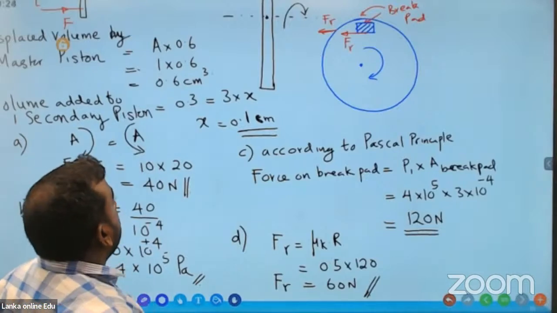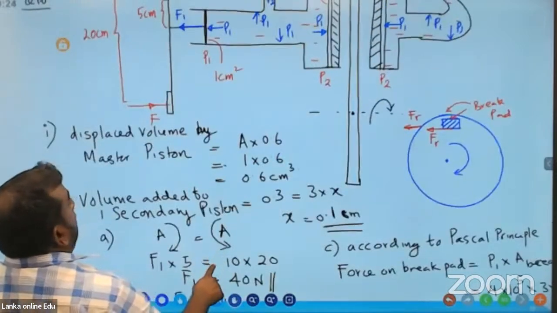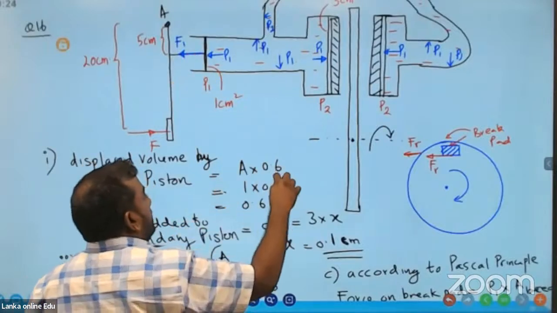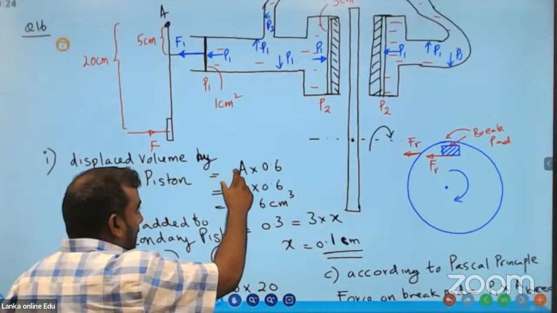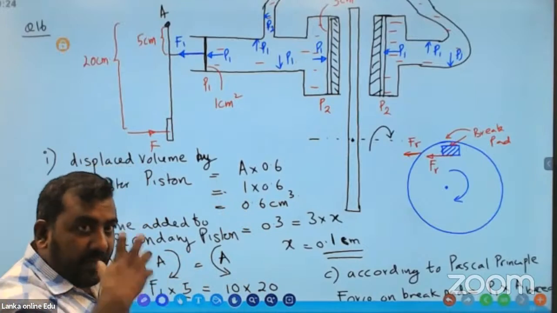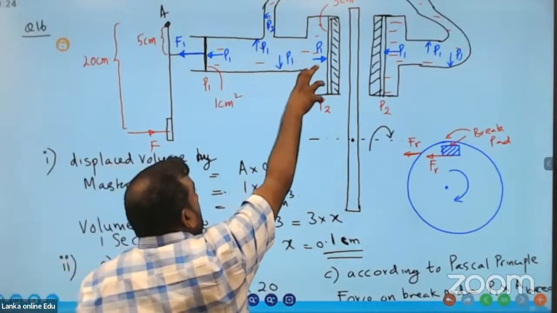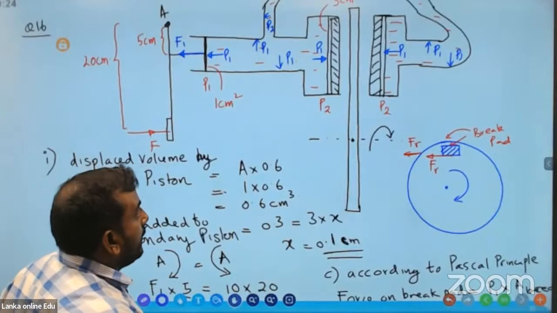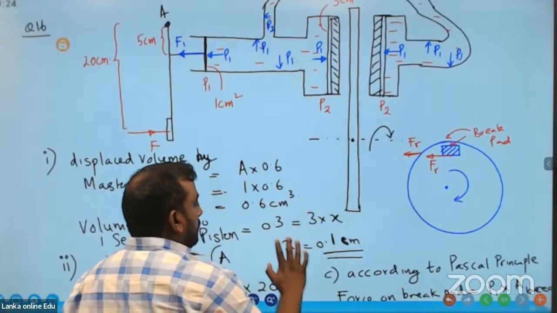So there you go. Again from the beginning I'll explain. They are telling you the master piston will move 0.6 centimeter. So what's the volume displaced? Area into distance is going to be the volume, 0.6 cubic centimeter. That volume will equally divide among these two. So on one piston, half of this, 0.3. Then how far will the piston travel? 3 times x, 0.1 centimeter.